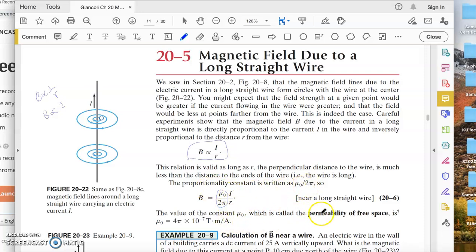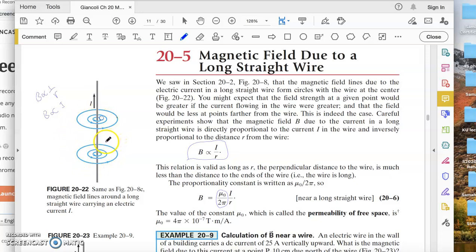Where mu naught is the permeability of free space. We mentioned the mu naught earlier. And this is the value of the mu naught that you of course don't have to memorize, but you need to know what a mu naught is. The mu naught is the permeability of free space. Okay, because we are talking here about free space. We're not talking about any media around the wire.